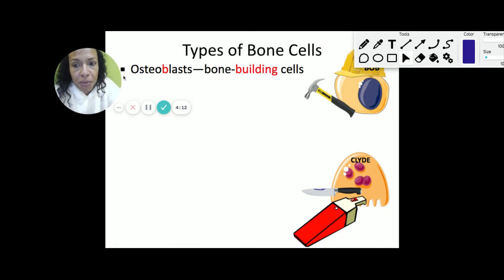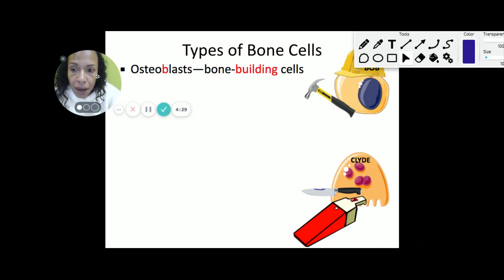Every time I give you something bolded and colored, you know that it's something that you need to know. So osteoblasts are bone building cells. Anytime I need to add bone tissue, anywhere, anytime, any process, I'm telling you, it's the osteoblasts that do it.